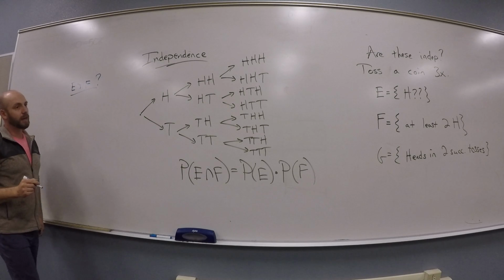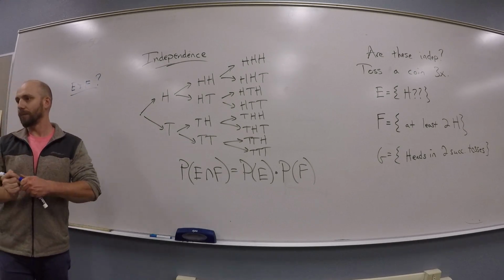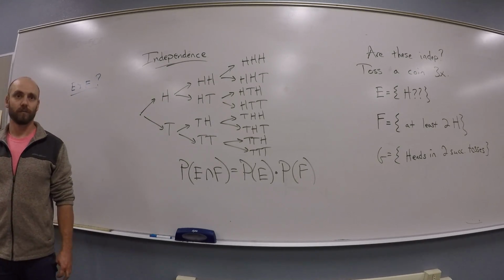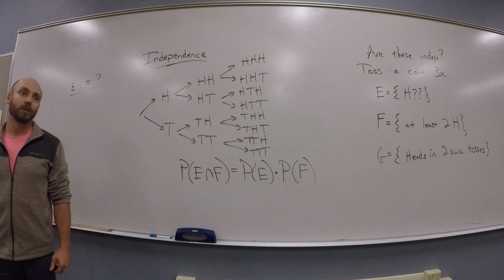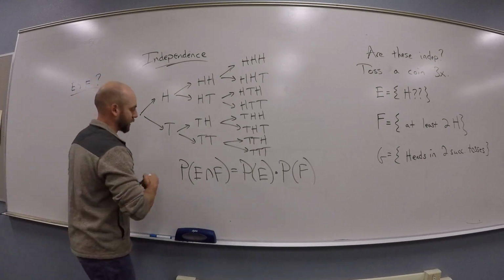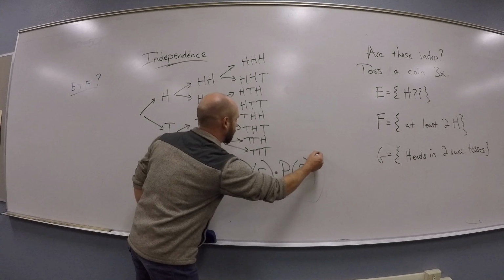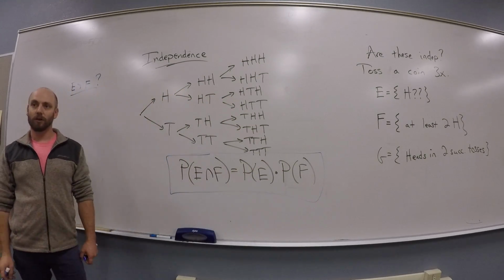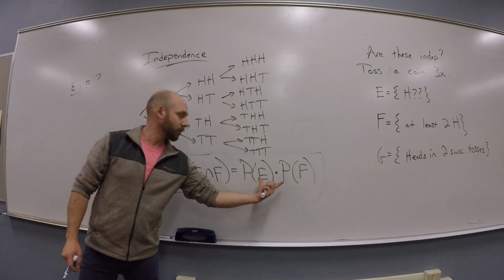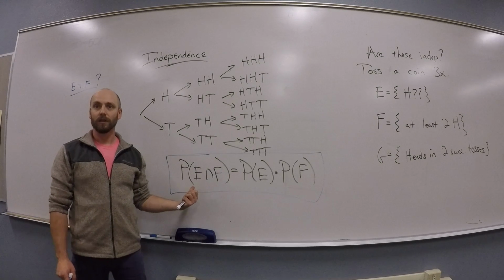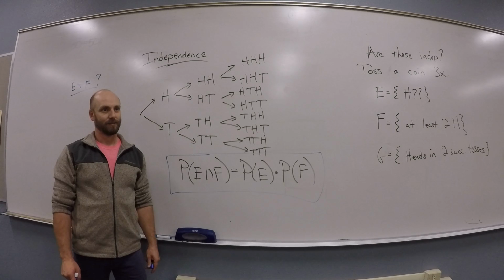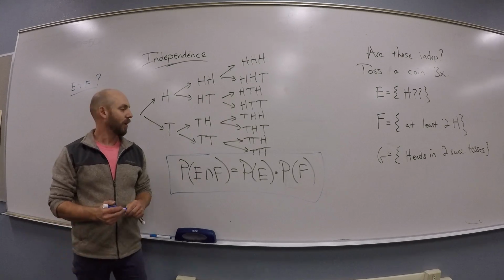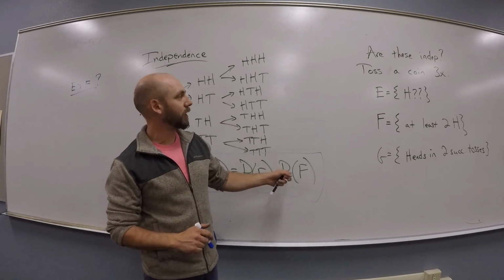How do I check whether E and F are independent? I just want to know if they depend on each other. This is my check for independence. I'm going to calculate these three things, multiply those two together and see if I get this one. If I do, I'm going to say it's independent. If I don't, I'm going to quit. So I need to find first the probability of E.